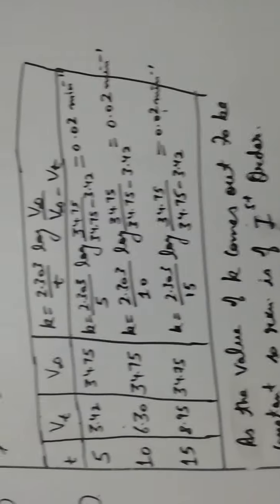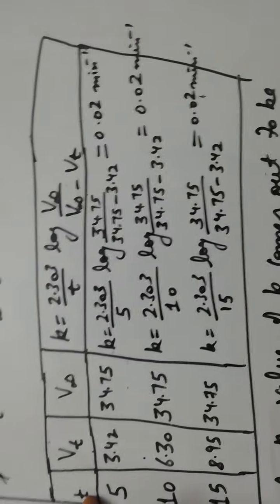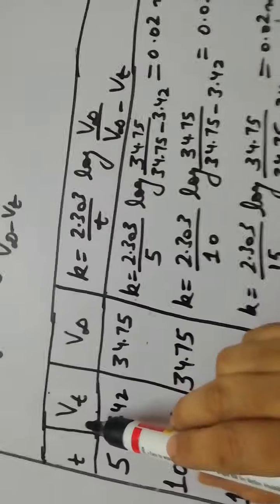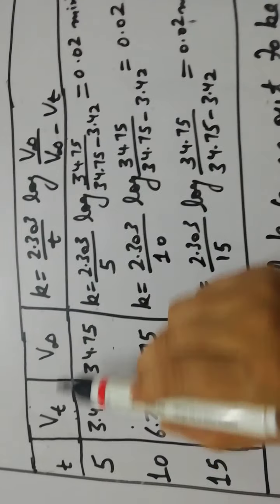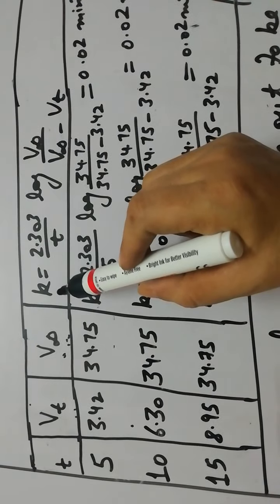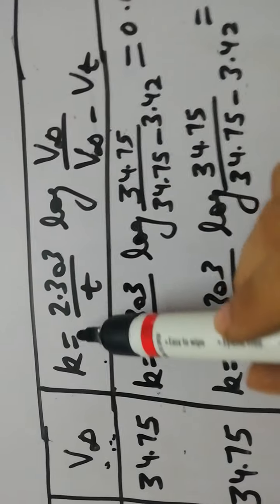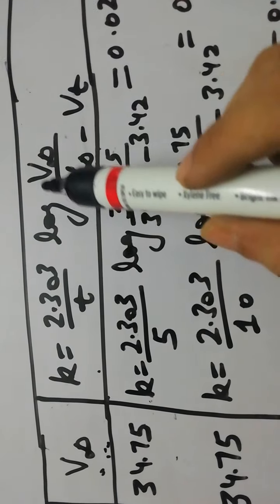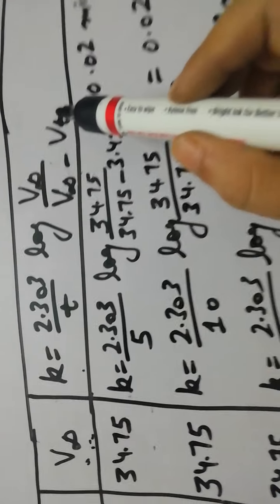So we will draw this table. In the first row we will put the time. After that, we will write down the value of Vt, that is the volume of oxygen at any instant of time, then V infinity, the volume of oxygen at infinite times, and in the last column we will calculate the value of K, that is K is equal to 2.303 upon T log V infinity over V infinity minus Vt.